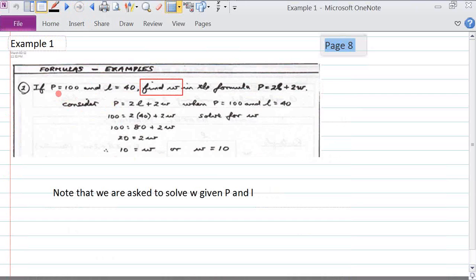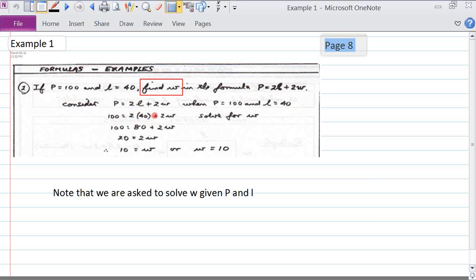In example 1 here, on the application of formulas, we're told that P equals 100 and L equals 40. We're asked to find W in the formula. The perimeter is twice the length plus twice the width. Now, what we do is we're told P is 100, so we're going to substitute right here. P is 100. We know that L is 40, excuse me, so we substitute for the L right here.